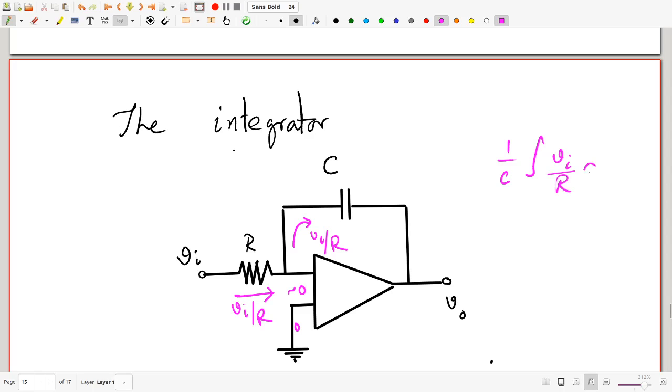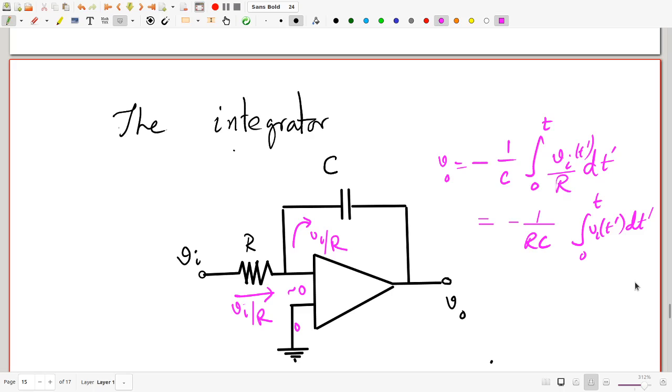The charge stored into the capacitor is simply the current flowing through it as a function of time integrated from whatever initial time. Let's say you started the circuit at time 0 to time t. This of course is the charge across the capacitor provided the initial charge were 0. If there were an initial charge, you would have to put an initial potential here. But this is a drop across the capacitor. So VO is going to be minus this. So minus 1 by RC integral Vi(t') dt' from 0 to t.